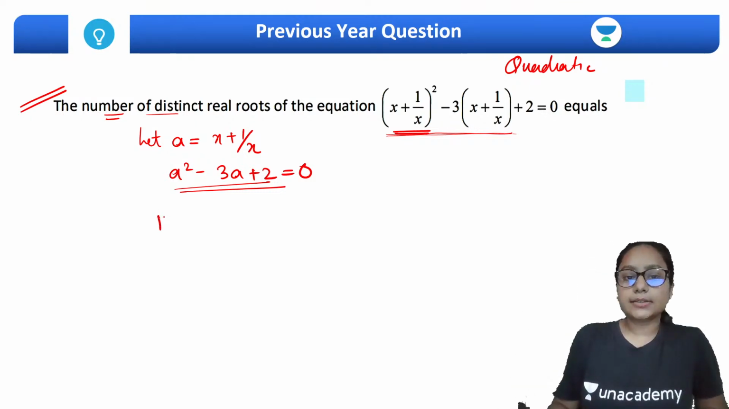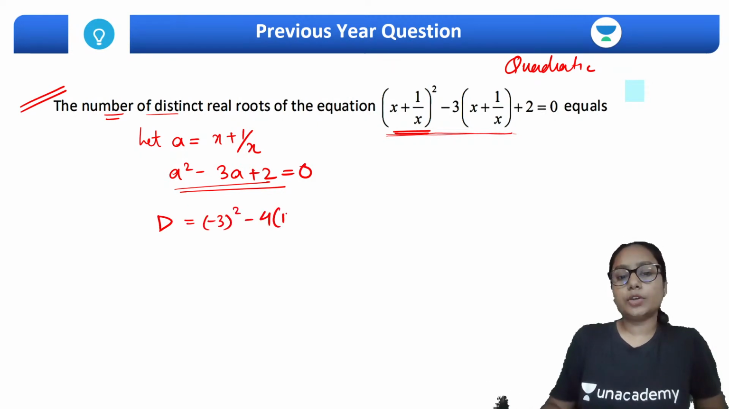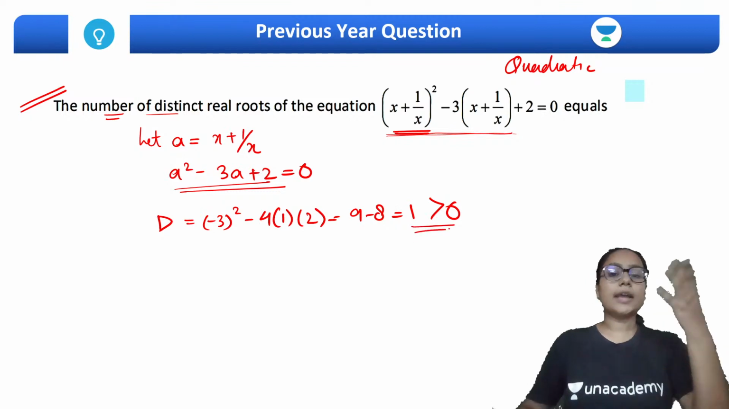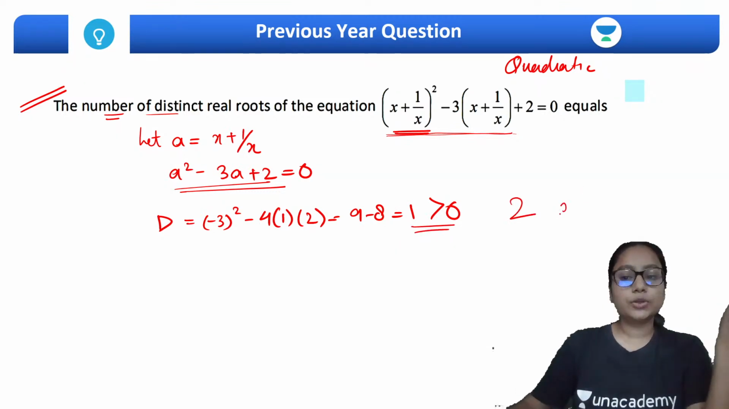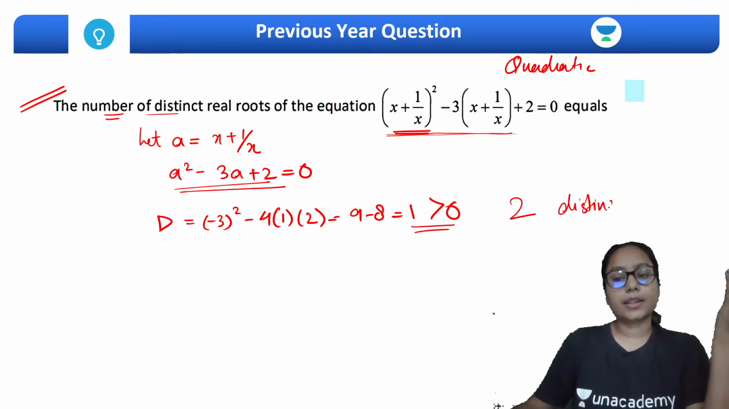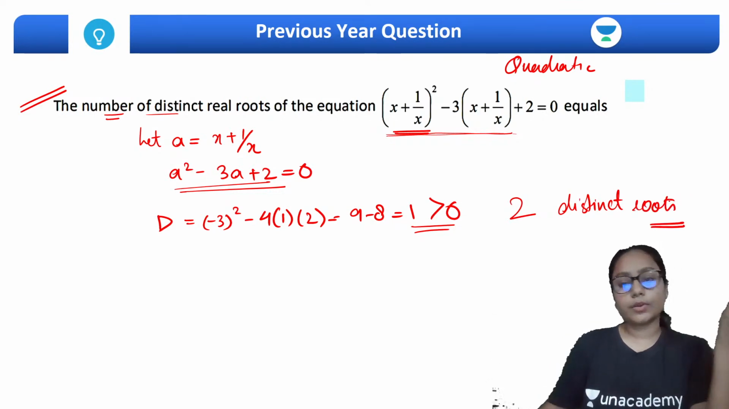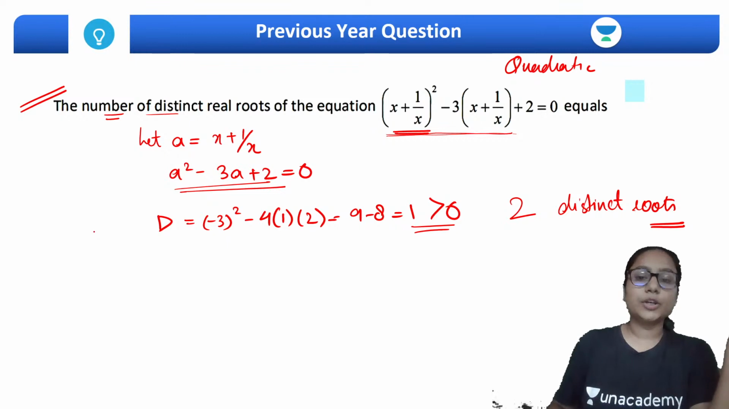Find the discriminant. What is the discriminant here? B square, that is minus 3 whole square, minus 4 into 1 into 2. What is it? 9 minus 8, which is 1, which is greater than 0. So therefore there are going to be two distinct roots. Two distinct roots of this equation will be there. So the answer will be two roots.